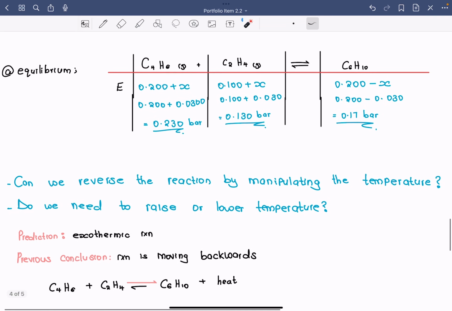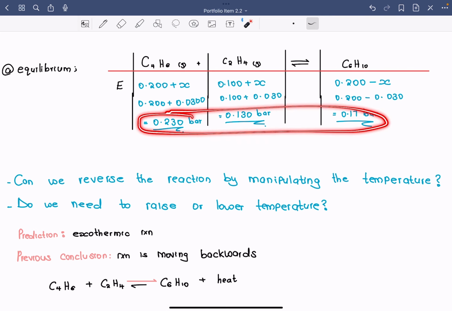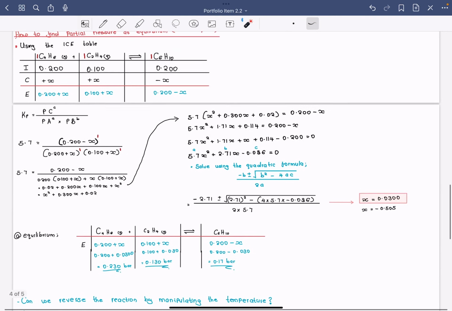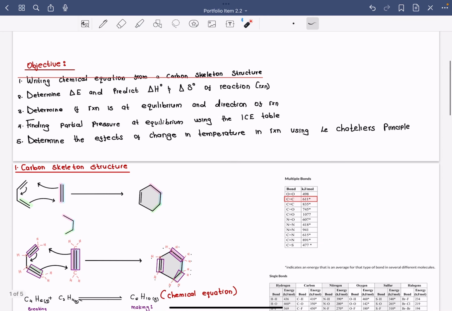So at equilibrium, we have these pressures of these gases. Alright, so we finished our third and fourth objective. We determined if our reaction was at equilibrium and the direction of our reaction, and we found the partial pressure using the ICE table at equilibrium.